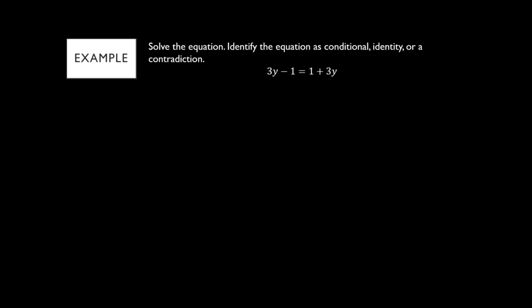Okay, so here we've got 3y minus 1 equals 1 plus 3y. So is this going to be conditional, identity, or contradiction? This one should be actually easier to eyeball because we don't have any distributing to do in your head.